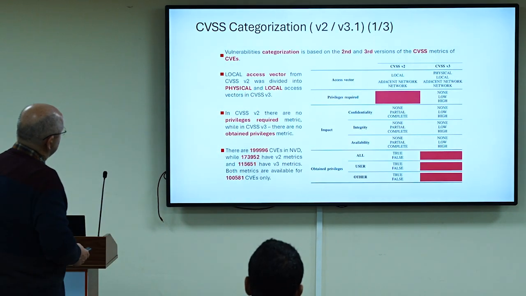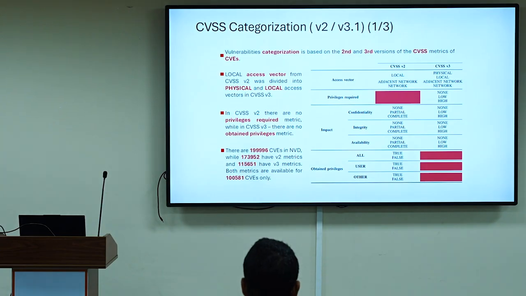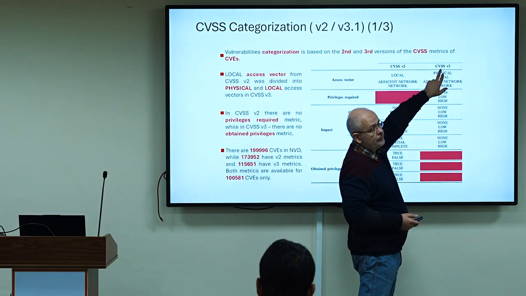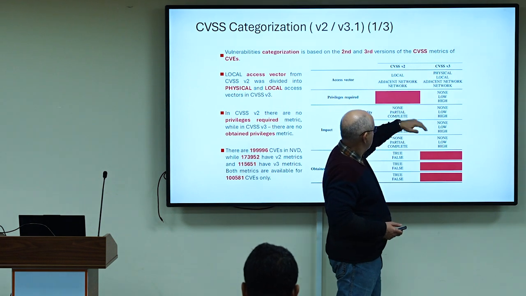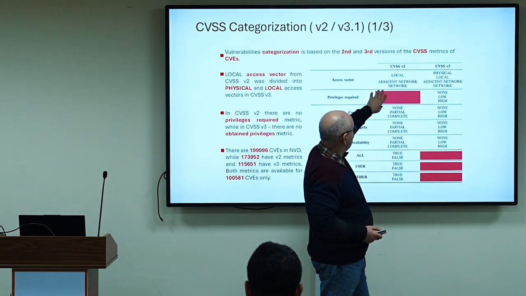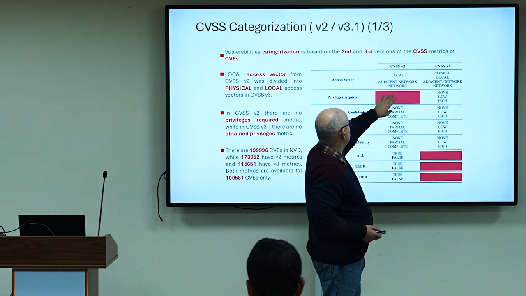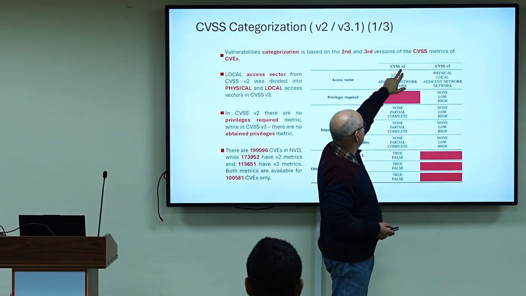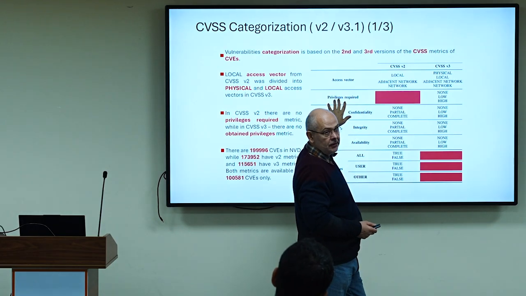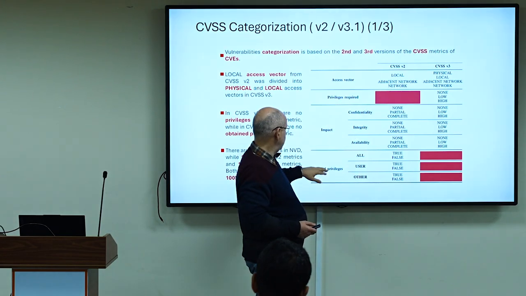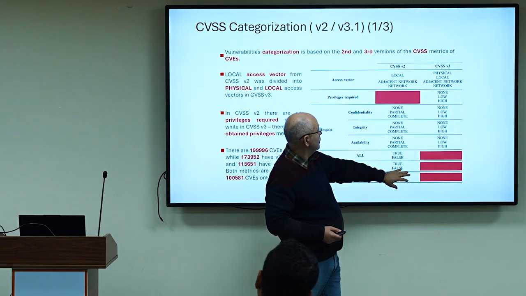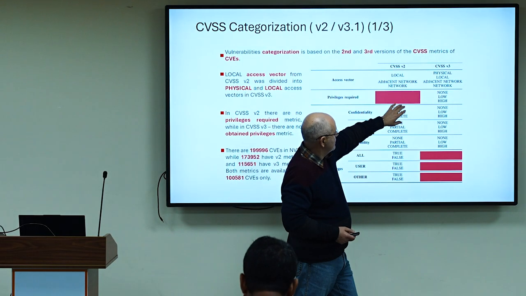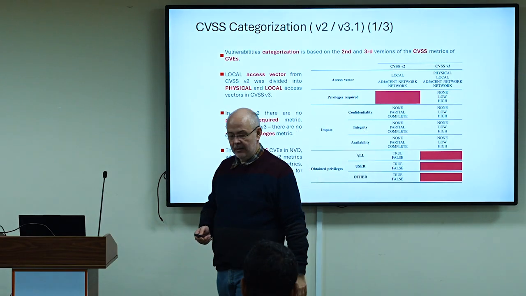And about the categorization, so this is stable. You see the difference between these two versions of CVSS. Here this red means that there are no such parameters in this case. For example, for version 2 we don't have the privileges required, and for the obtained privileges we don't have them in CVSS version 3. And these are values, and they are different. Okay.